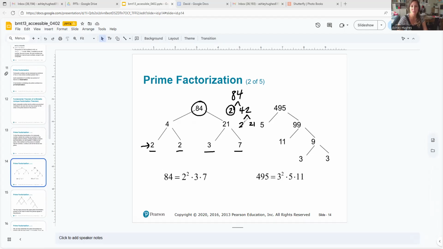So 2 times 21, oh, I'm done with 2 because that's a prime number. And then 21, 2 plus 1 is 3, which means it's divisible by 3. And 3 times 7, these are my prime numbers. So I got the same result, right? 2 times 2 times 3 times 7.